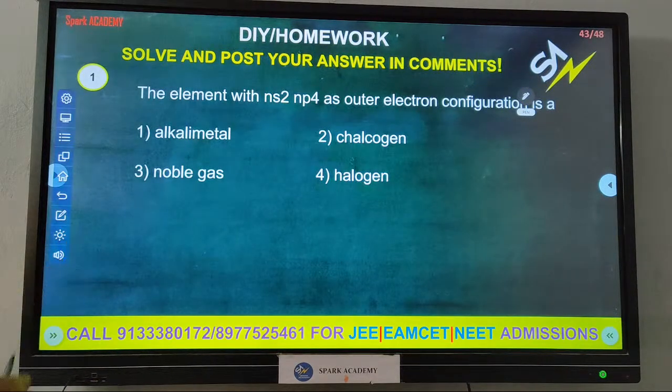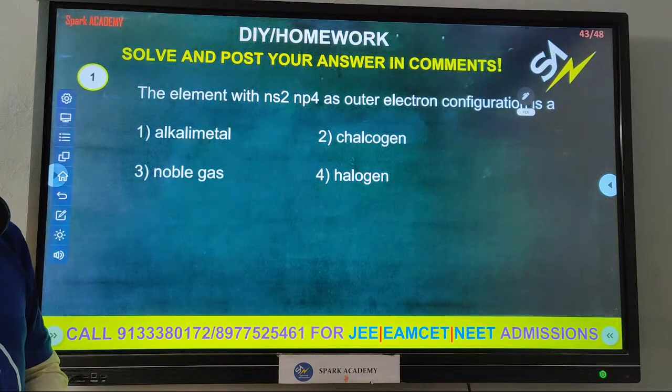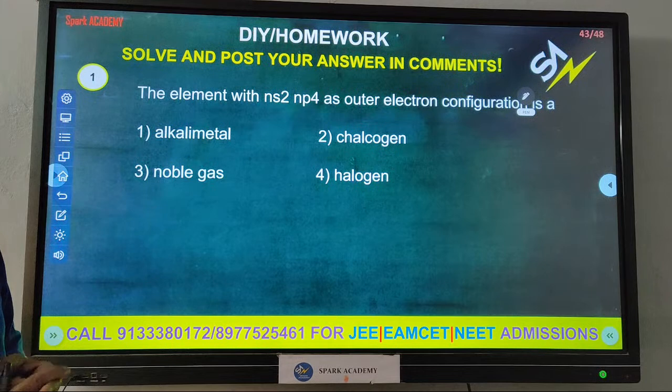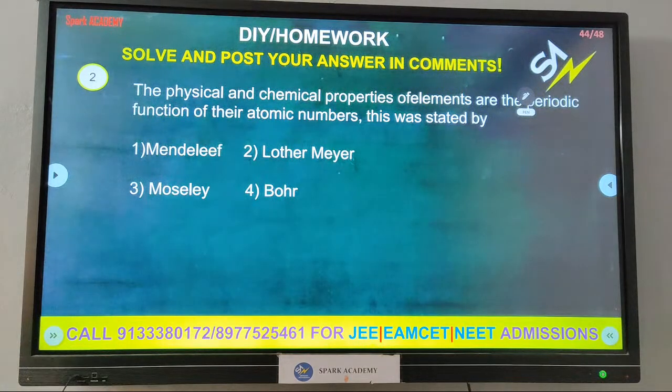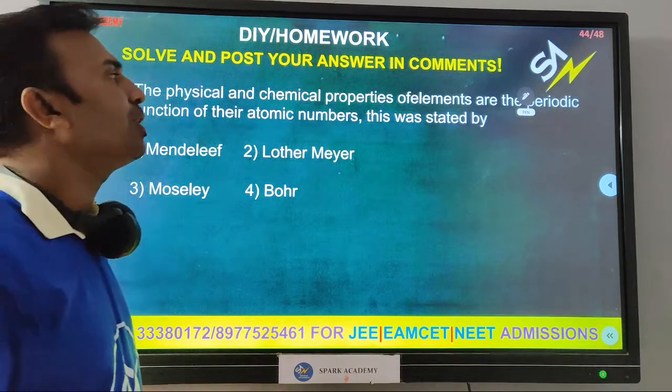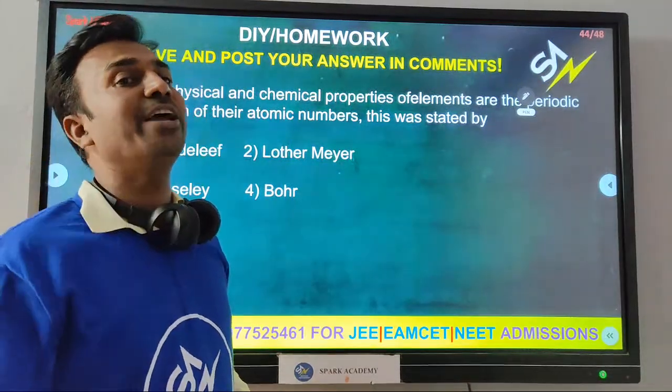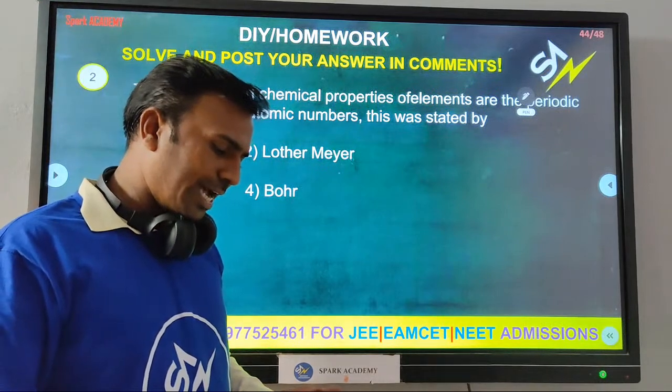Now some questions for you. Solve and post your answers in the comments. The element with ns2 np4 as the outer electronic configuration: with the help of the outer electronic configuration, find out whether the element is an alkali metal, chalcogen, noble gas or halogen. Next question. The physical and chemical properties of the elements are the periodic function of their atomic numbers. This was stated by which periodic table? You have to predict and post.